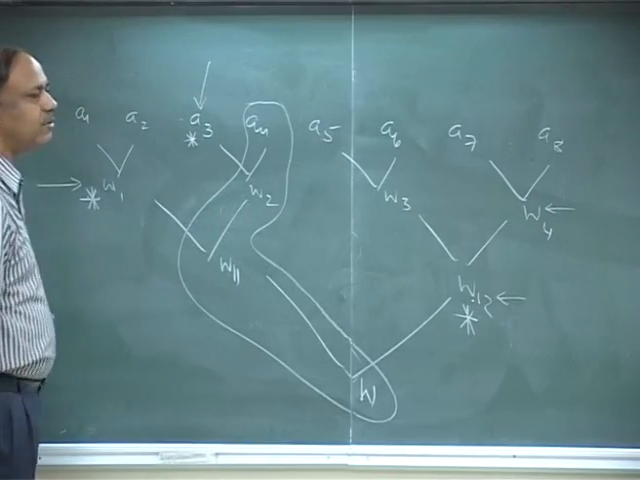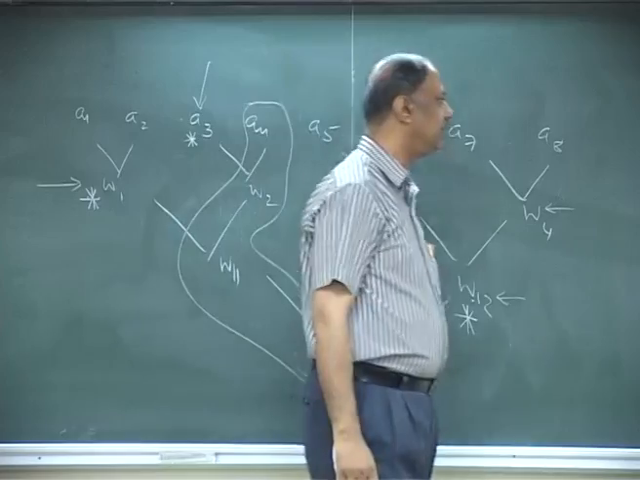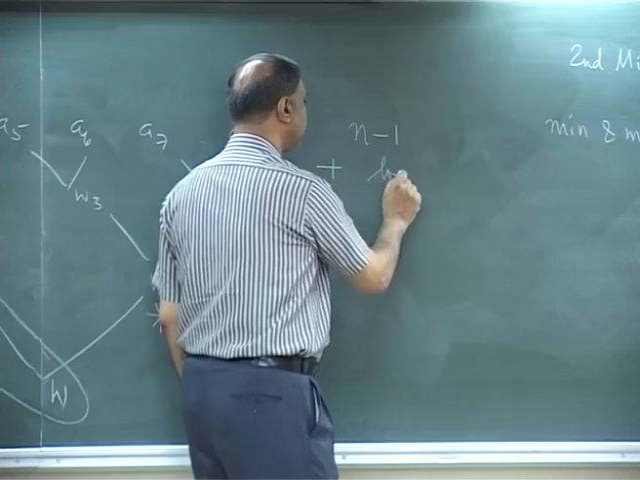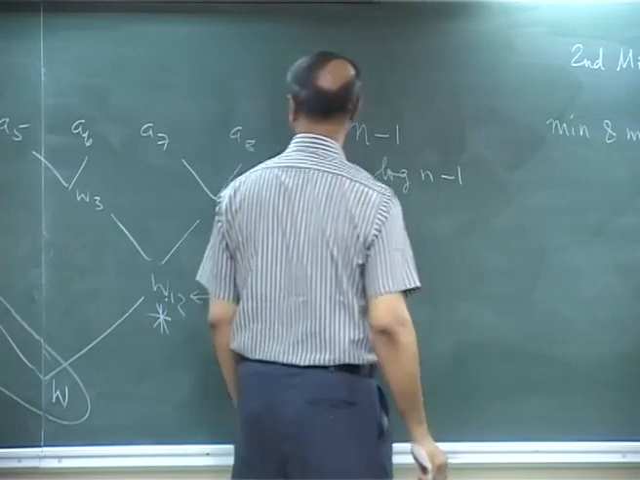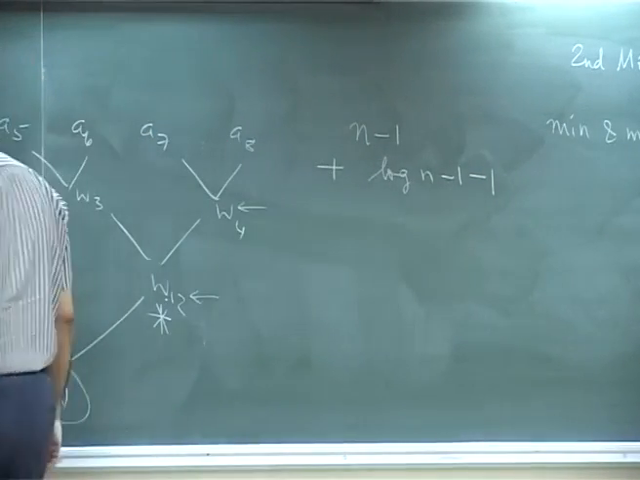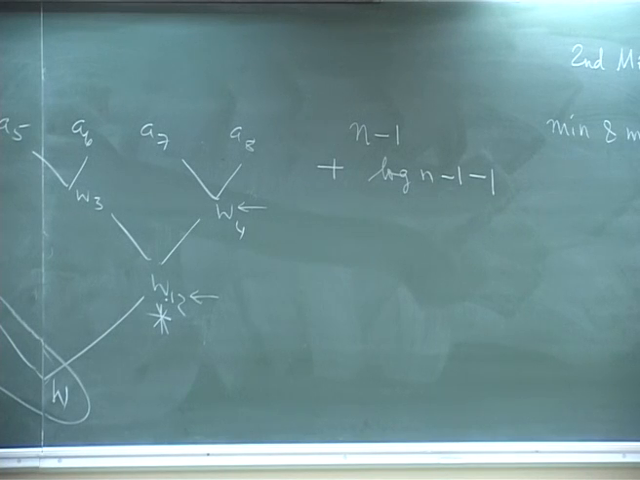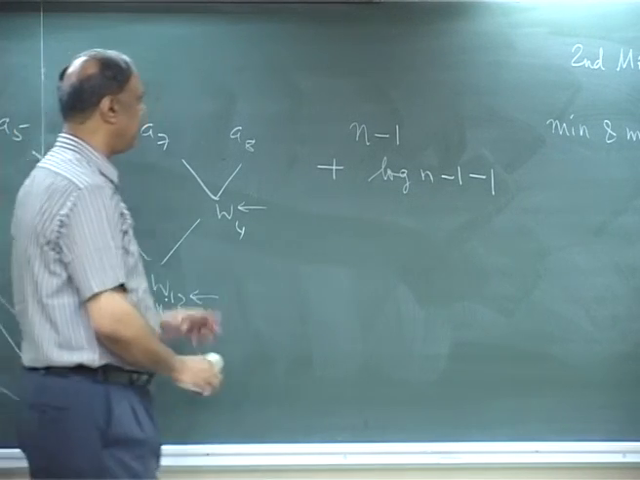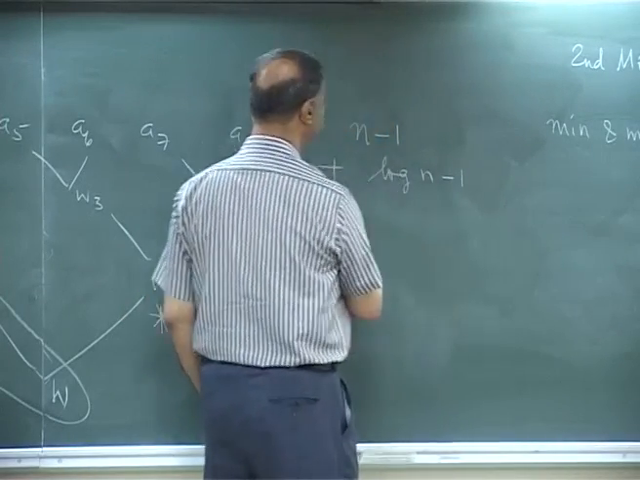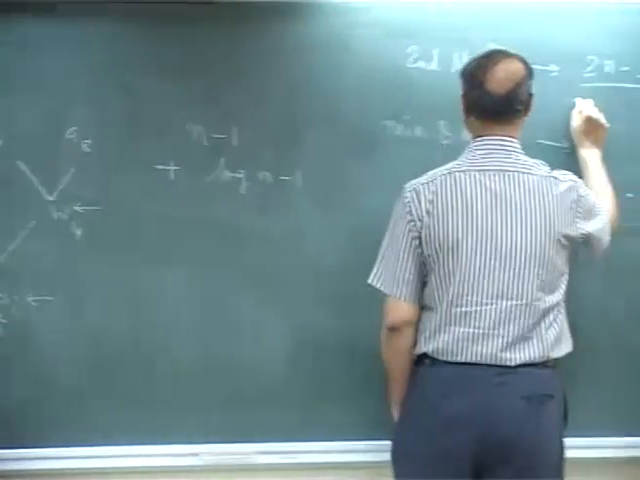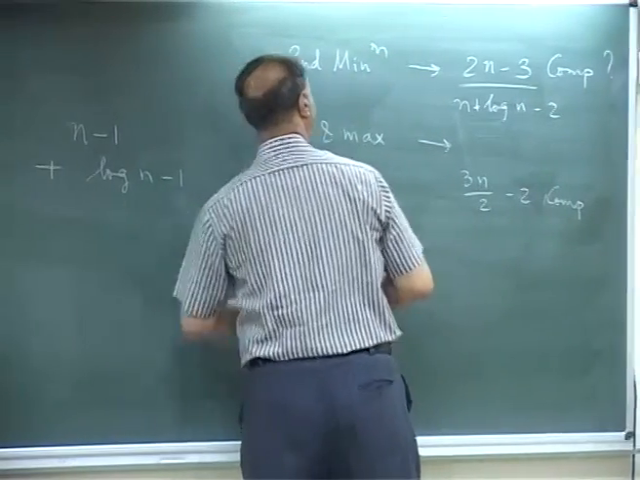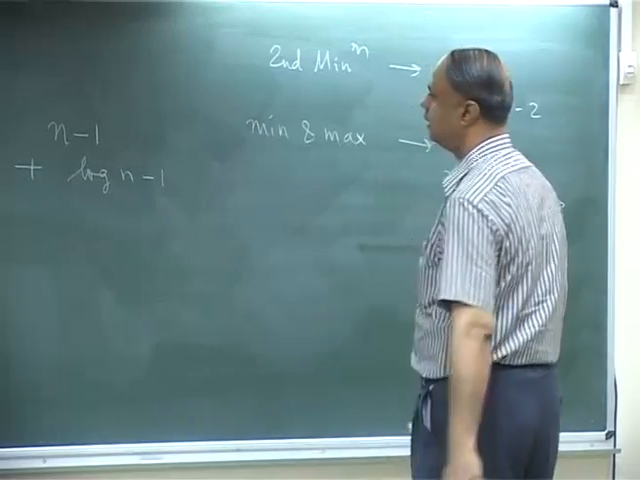The height of this tree is log n minus 1. To find the minimum, you get n minus 1. Then the height of the tree is log n minus 1, and to find the minimum of these, you get another log n minus 1 comparisons. So the second minimum takes n plus log n minus 2 comparisons. So this is the serial.